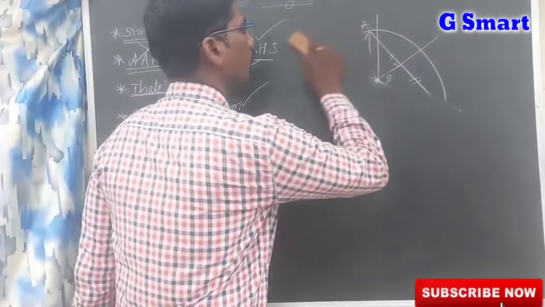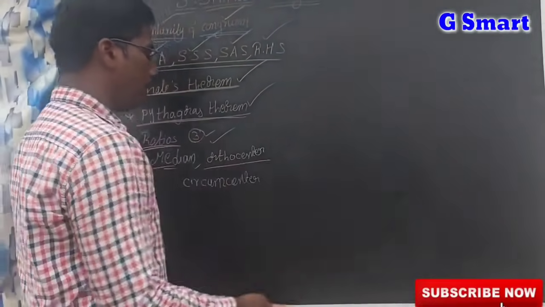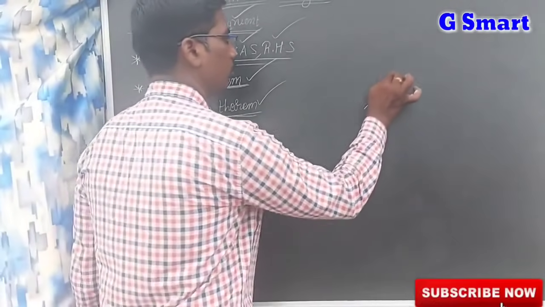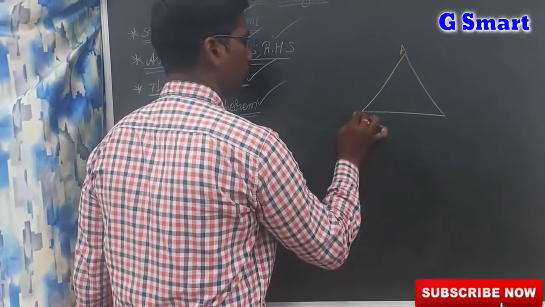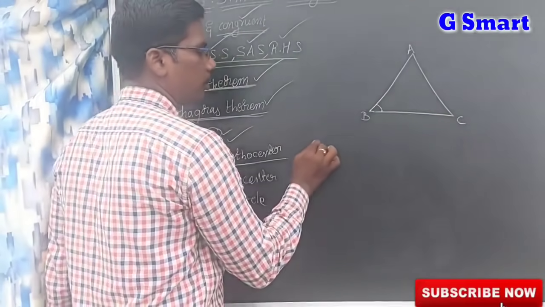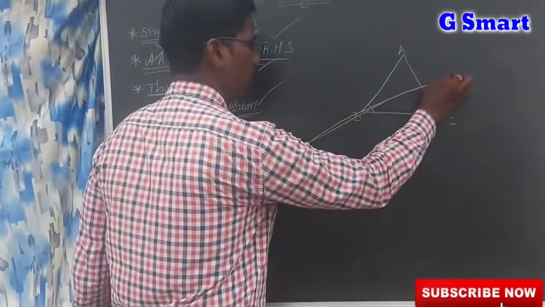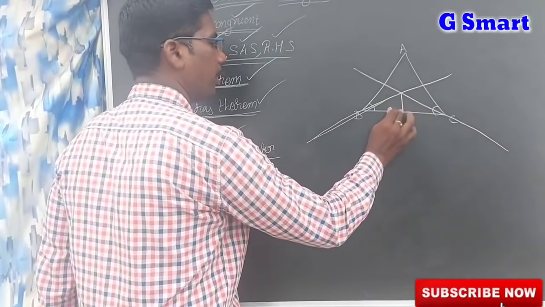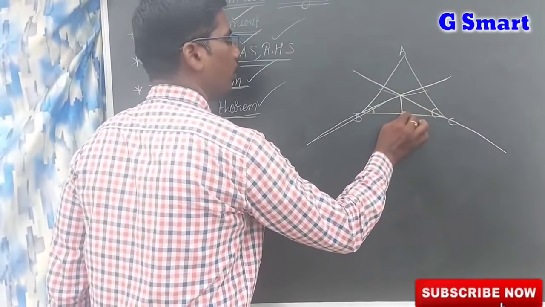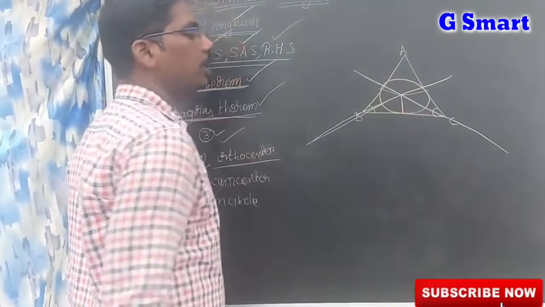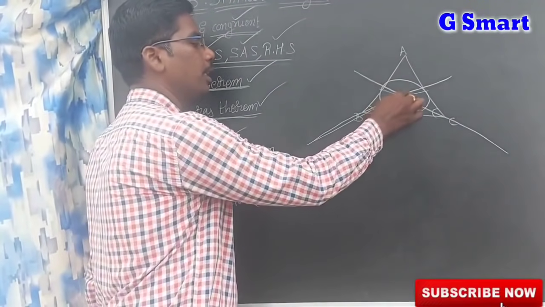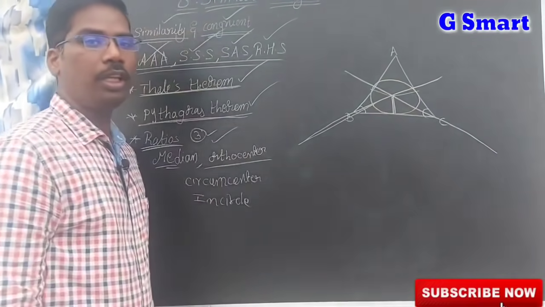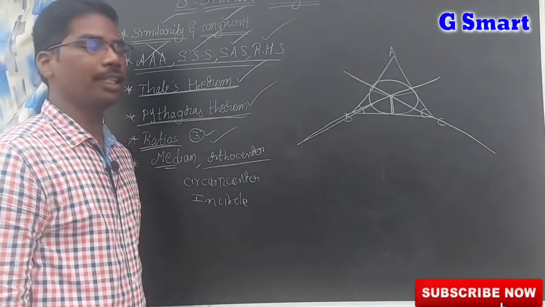Next, incircle. I am taking an angular bisector. Here I am taking another angular bisector. So this is the radius, we can say. If you draw a circle using this radius, you will get a circle like this. This is called the incircle. This is called the incenter. The perpendicular from the center to one side is called the radius of the incircle, the inradius.